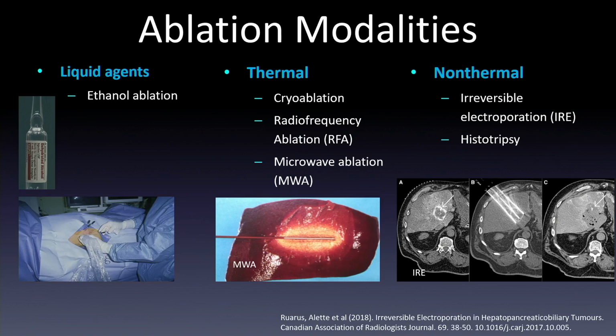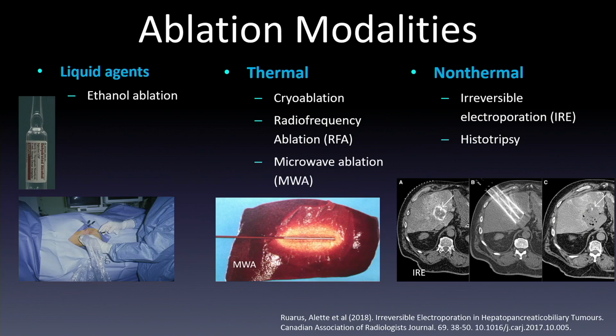So we're going to enter into ablation. The ablative modalities really began as liquid agents, which are like a bag of cats. You really can't control where ethanol goes, but it's effective. It causes coagulation, necrosis. Then you have the thermal ones, and thermal includes both really, really cold, which is cryoablation, or really, really hot, which is microwave or RFA.